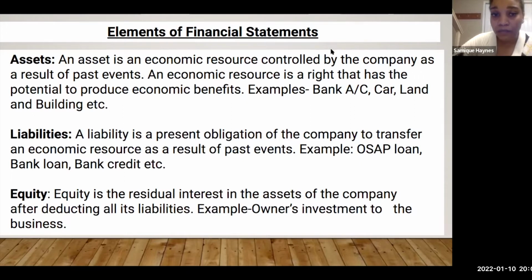Liabilities, what is a liability? Okay, yeah, it's an obligation to pay, right? So we owe something. So OSAP loan is a liability, a bank loan, bank credit. If you're owing money, for example, I'm going to use the same rent one, right? I can pay my rent in advance. That's a prepayment of rent. That's an asset. But what if I owe rent, right? What if it's January and I didn't pay December's rent, right? So that's called a rent payable, which means that I'm owing it. I need to pay that. That's a liability for me, okay?